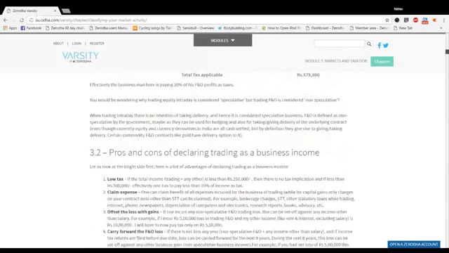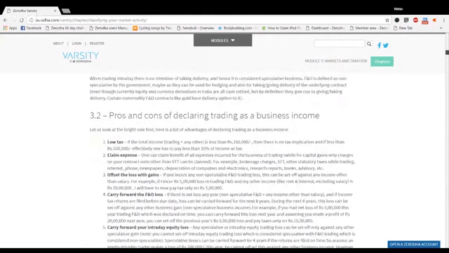Now, the pros and cons of declaring trading as business income. If you're showing your trades as business income, in futures and options you mandatorily have to show it as business income. There's no other option. Your equity delivery trades, you have an option to show either as capital gains, or as non-speculative business income.